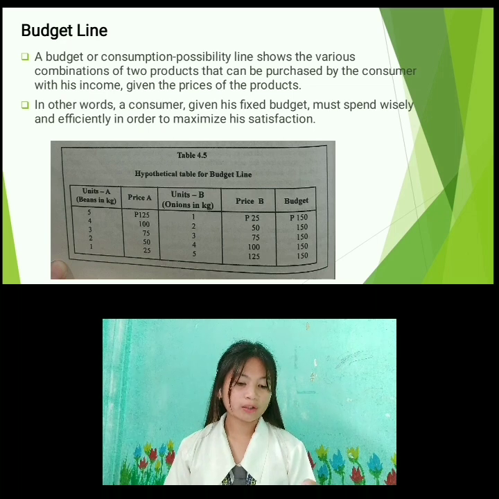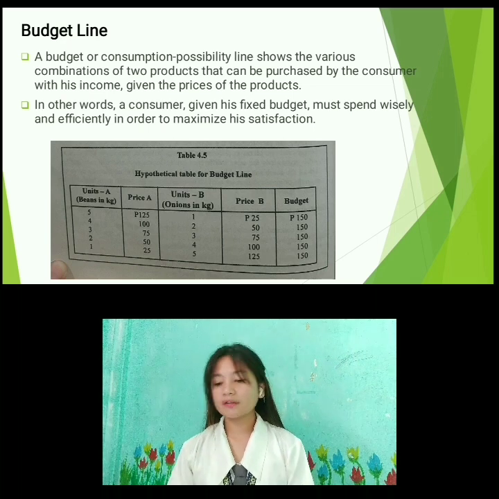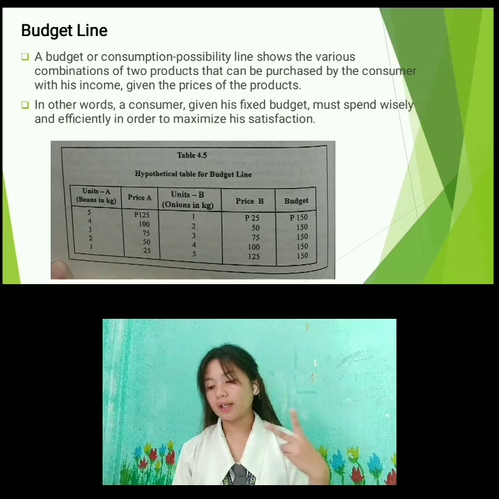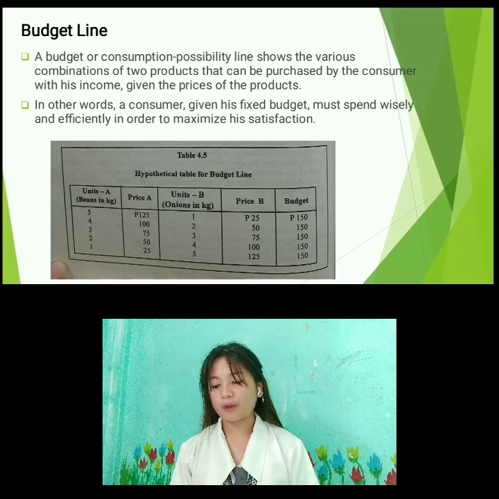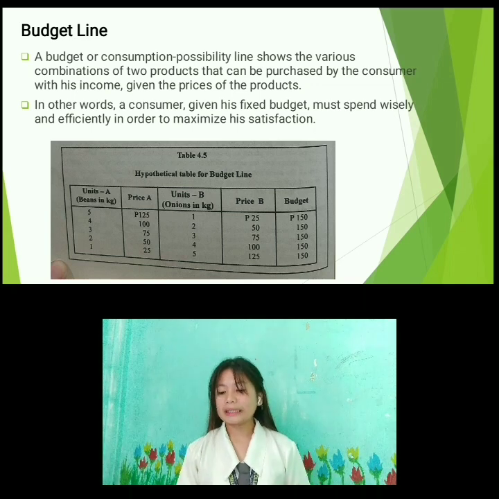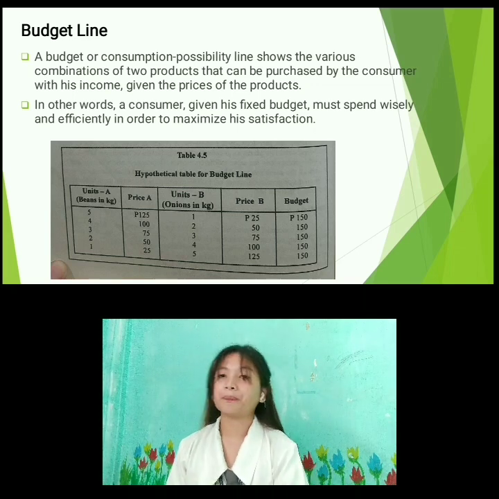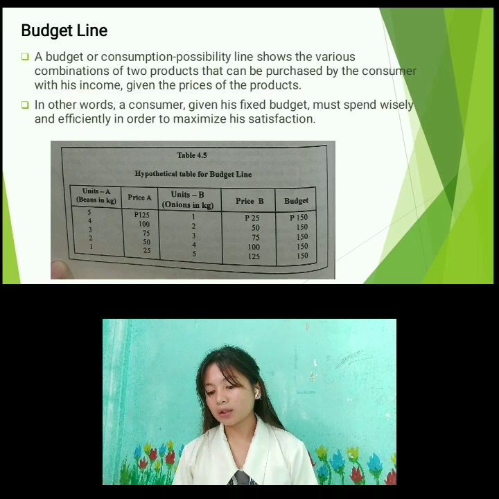Budget line or consumption possibility line shows the various combinations of two products that can be purchased by the consumer with his income, given the prices of the products. In other words, a consumer, given his fixed budget, must spend wisely and efficiently in order to maximize his satisfaction. So, budget line will shift.